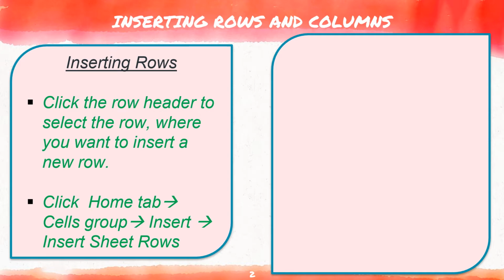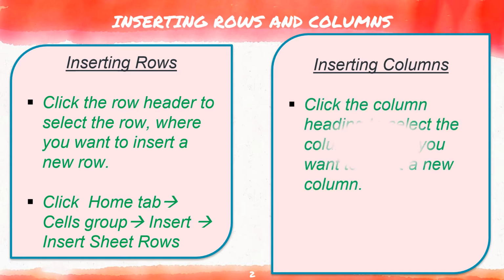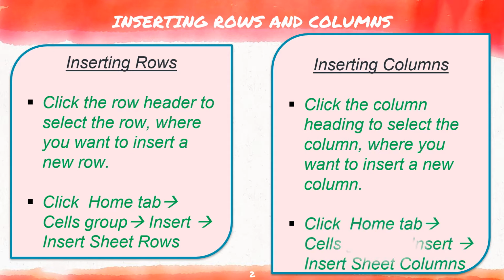Now coming upon to inserting columns. In order to insert the column, first of all, we will click the column heading in order to select the column where you want to insert a new column. Then you will click on the Home tab, Cells group, Insert button, and then Insert Sheet Columns option. As you select this option, the column will be inserted at your selected place. Clear?